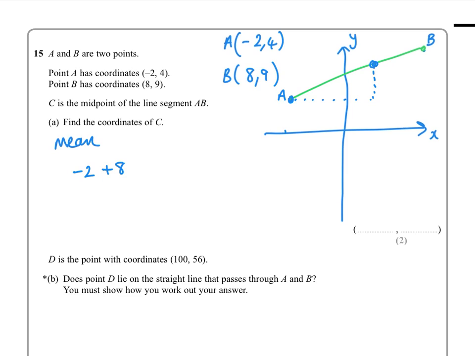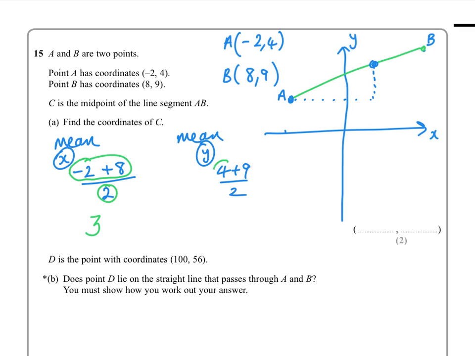So if you do -2 and 8, which is the x coordinates, I should say ordinates, and then halve them, that's the mean of those, so that's the mean of the x's. And if you do the mean of the y's, then you'll have 4 and 9 halved. Well, for the x's, you'd have -2 plus 8 is 6, divided by 2 gives you 3, and the mean for the y is 4 and 9 is 13, 13 over 2, which is 6.5, which it's fine to say 13 over 2. So basically, if you moved along 3 units here and 6.5 units up, you'd be at this point here.